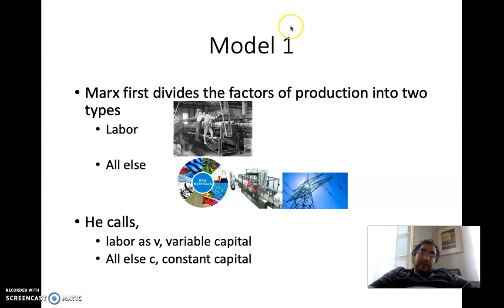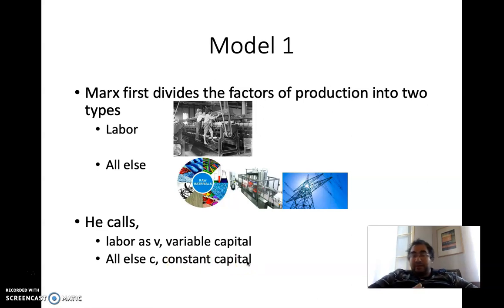Well, in this model, first the factors of production are divided into two types. The first one is labor, the other one is anything else. Anything else includes raw materials, machines, electricity, energy, or infrastructure. Everything is included in all else, basically. Marx calls labor V, or variable capital, and the rest C, constant capital.